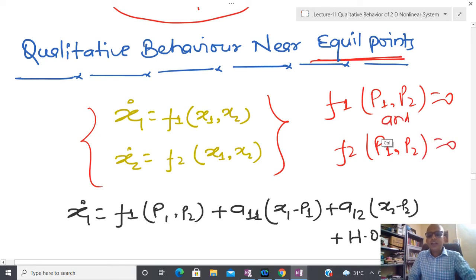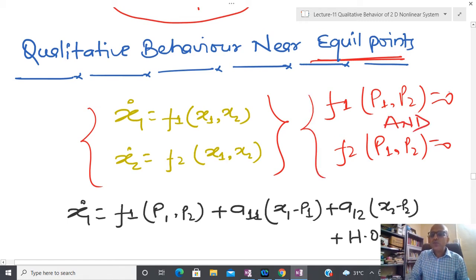So here this is the AND operator. Whenever you are writing the AND operator, most of the time we write it like this. Okay, so if you solve these two algebraic equations, then you get your P1 and P2, that is the equilibrium point.